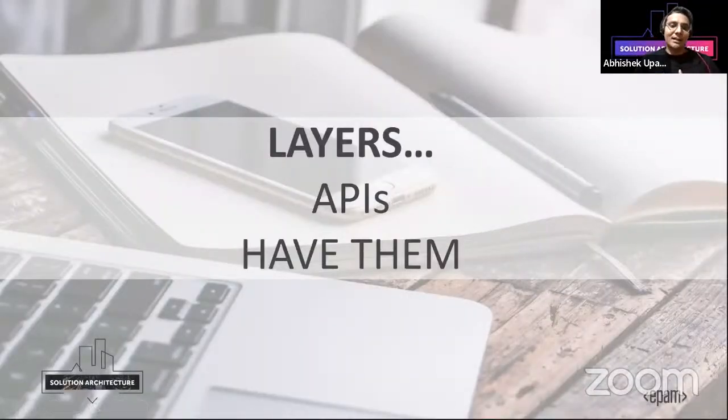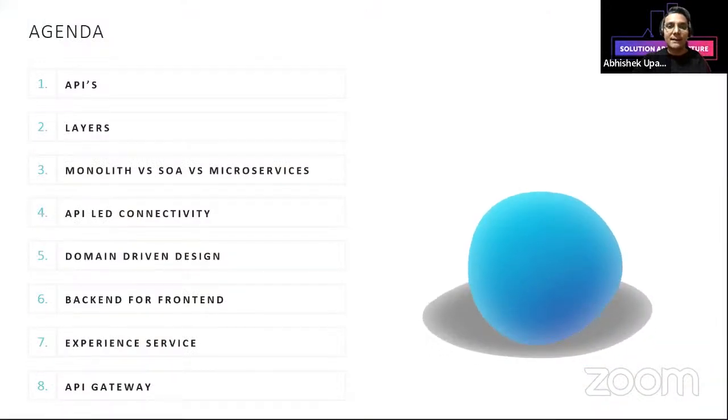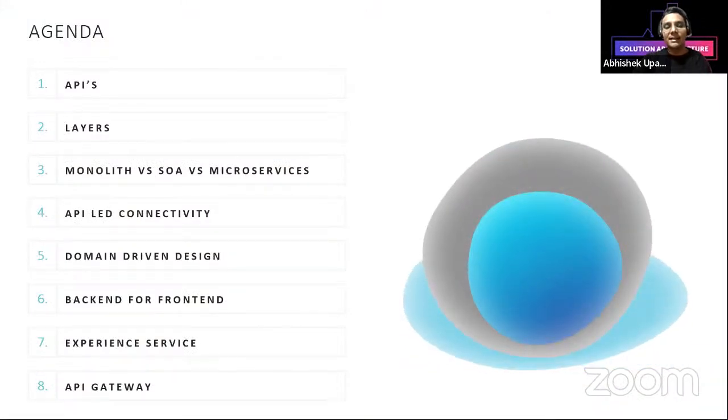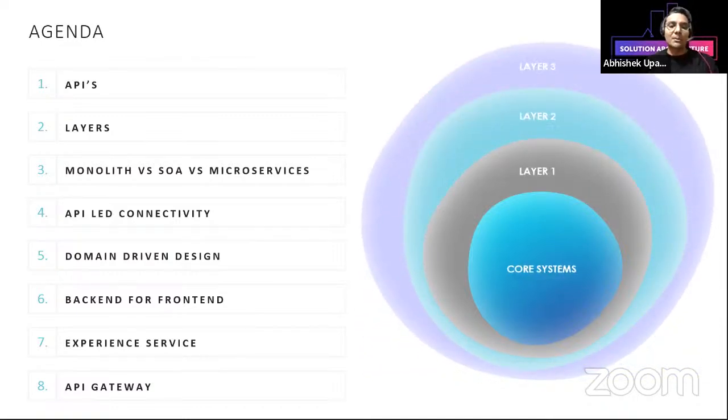Thanks all for joining the presentation. The title of the presentation, "Layers, APIs Have Them," is inspired by an image I saw on the internet titled "Layers, we all have them." And my personal experience is behind this presentation. The agenda is that we talk a bit about APIs and layers, some architectural styles which have been dominant in the last few decades, and design patterns which impact the layers of API.